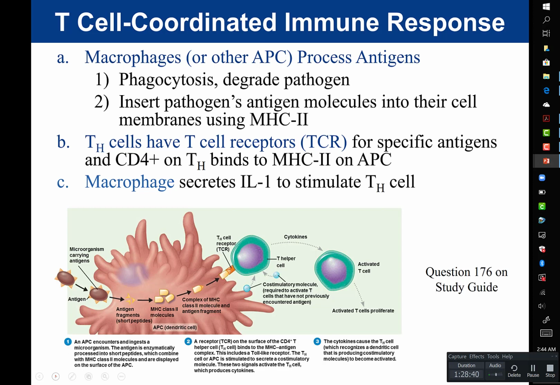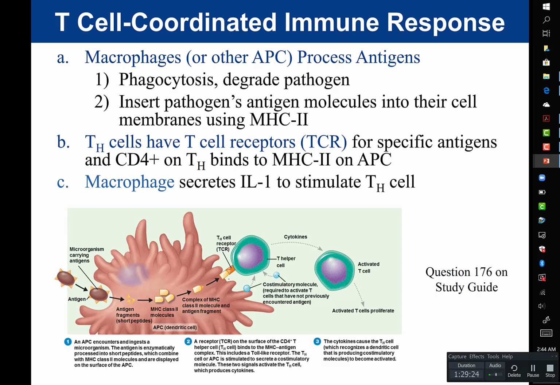So what we have first is our antigen-presenting cell, so our macrophage or our dendritic cell. This picture is showing a dendritic cell, but the same thing occurs for a macrophage. The macrophage is going to undergo phagocytosis. It's going to engulf this pathogen, degrade the pathogen, break it down, and then it's going to display its antigens using MHC2. So first, the antigen-presenting cell is going to process the antigen and then display it using MHC2.